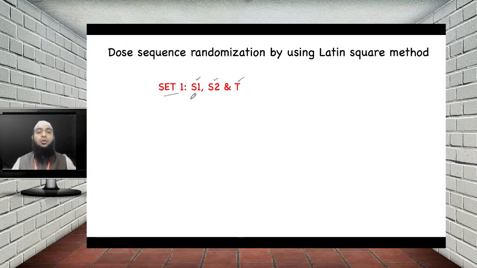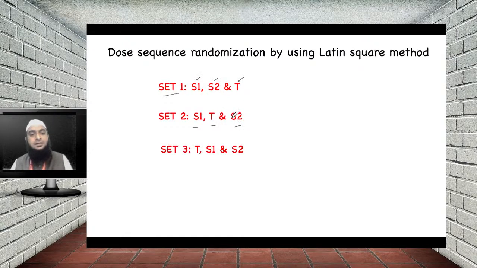So maybe you can go ahead with this sequence in the first set. First you can give the dose of the standard 1, then the dose of the standard 2, then the dose of the test. Then in the case of set 2, you simply change the sequence. Here you have given S1, S2, T. Here you can give the dose in the sequence of S1, T and S2. So what you have done here is just changed the sequence, okay?